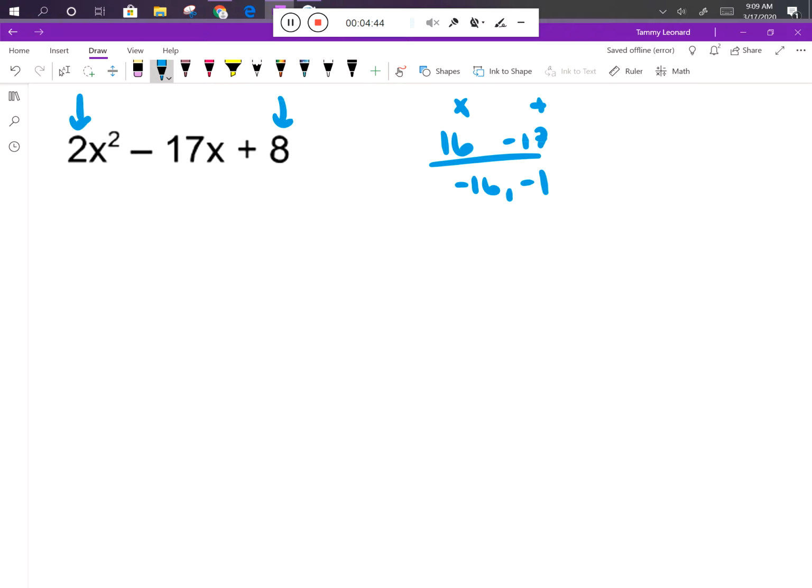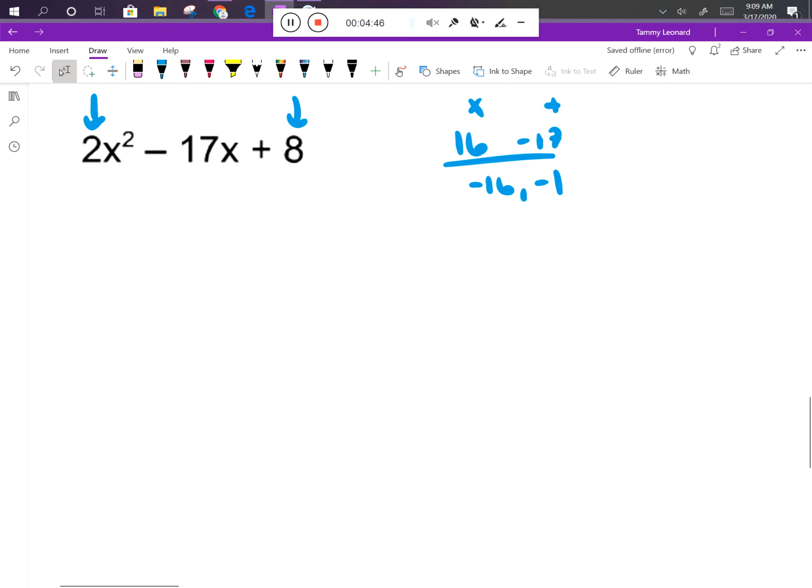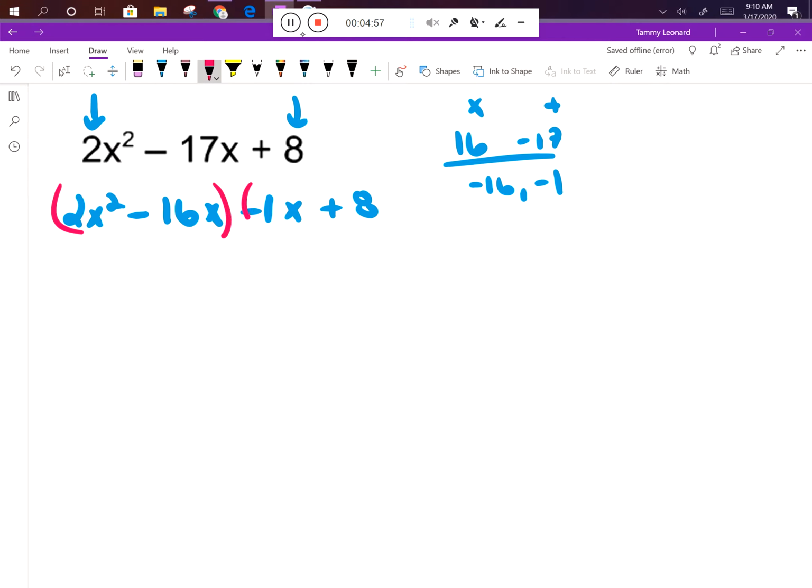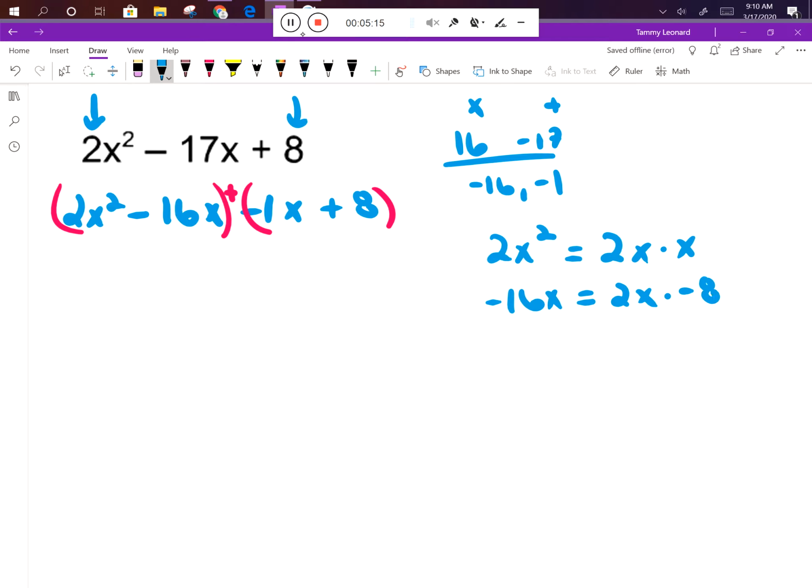So I rewrite the problem splitting that middle term. We have 2x squared minus 16x minus 1x plus 8. Then we can group the first two and the last two, remembering to put in the plus sign because there was a negative that went with that -1. So we're looking for a GCF for 2x squared and negative 16x. They share a 2 and an x. The top needs an extra x and the bottom needs a -8. So we factor out the GCF of 2x, and that leaves behind an x minus 8.